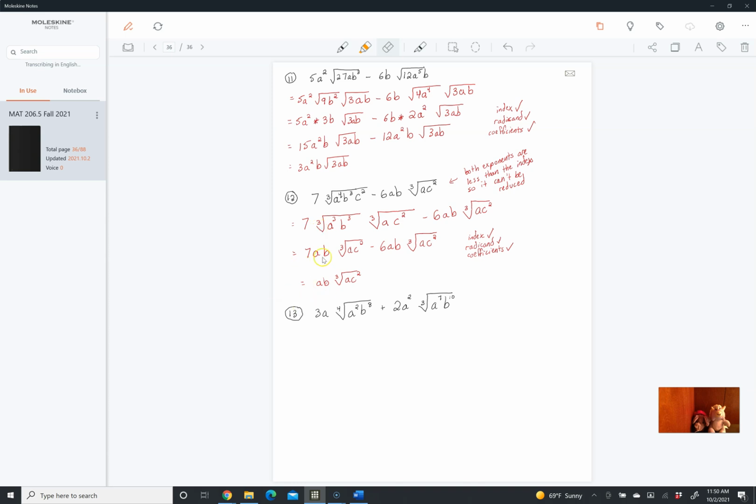So what do we check for? Always check the index first. The index is different, okay? Because the index is different, we can't do anything.